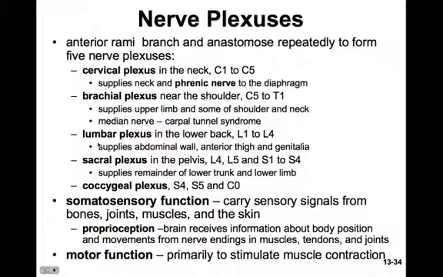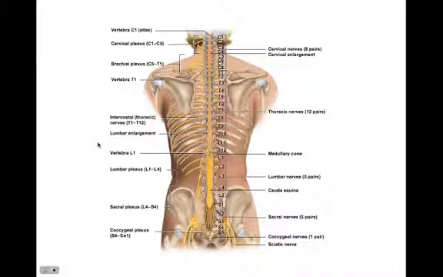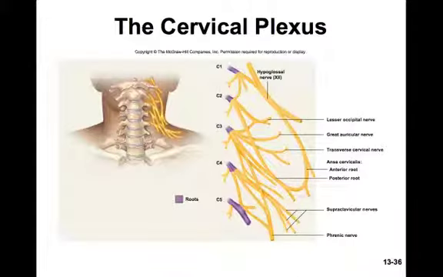And then the sacral plexus is L4, 5, and S1 to S4. It supplies the remainder of the lower trunk and lower limb. The coccygeal plexus we'll see in S4, S5, and then coccygeal vertebrae 0. You can see these different regions and different plexuses here in this figure. Now let's take a closer look at each of the plexuses.